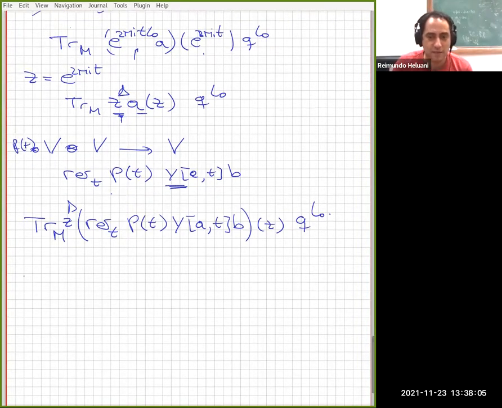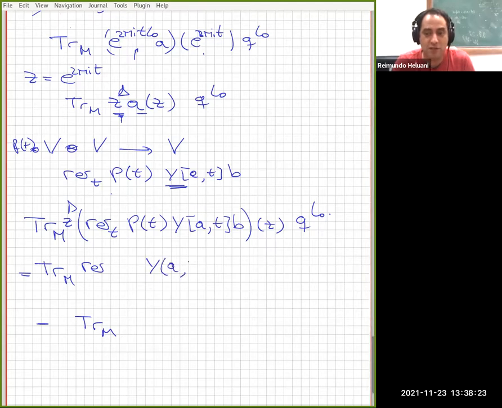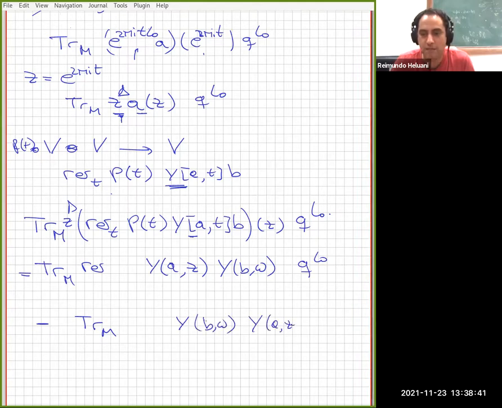And what I want is that this should be equal to two traces, one trace minus another trace on M of a residue. And now let's be careful, because what I want is to get expressions like what I had before. So here I want to have expressions of the form Y of a z, Y of b w, usual fields. Here, this is the modified vertex operator. These are the usual fields, q to the L naught, and here Y of b w, Y of a z, q to the L naught. These are the usual guys. And here my function p should be a function of z and w. So that's the kind of Borcherds identity that I need in order to prove that theorem.